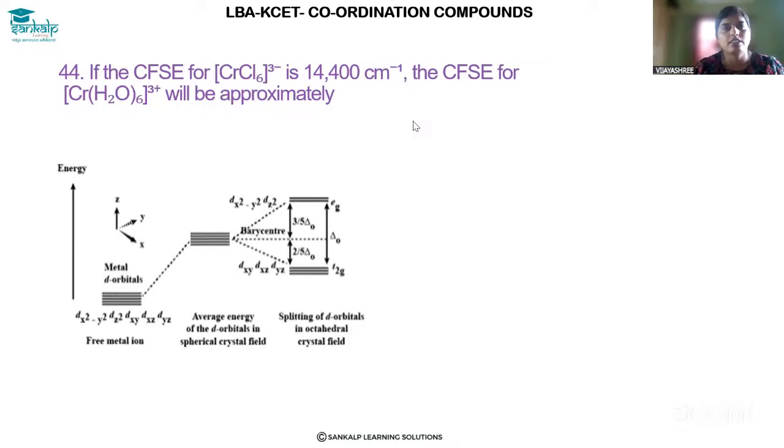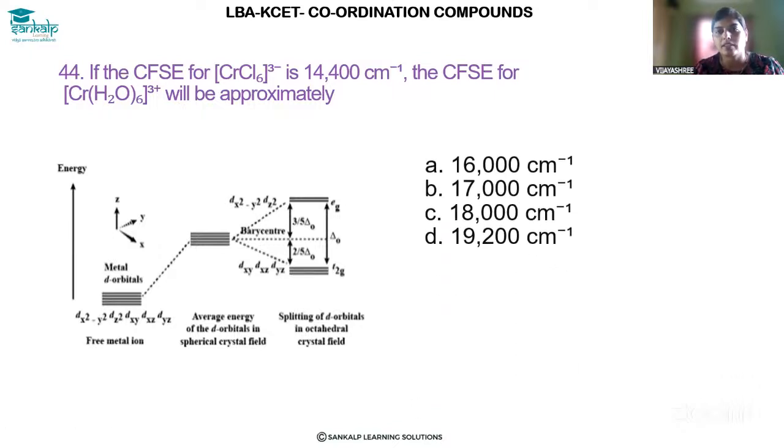We are discussing KCET questions of the chapter Coordination Compounds. Let us look at question number 44. The CFSE, the crystal field stabilization energy for CrCl6 3 minus is 14,400 per centimeter. The CFSE for Cr(H2O)6 3 plus will be approximately: option A 16,000 per centimeter, option B 17,000 per centimeter, option C 18,000 per centimeter, option D 19,200 per centimeter. We will first understand the question.